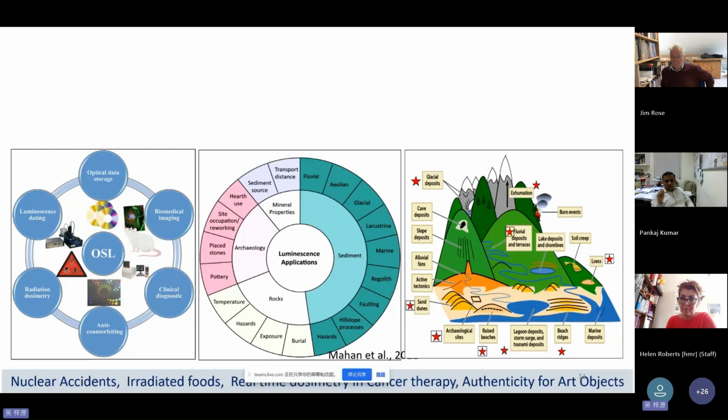Cancer therapy, we can do a very precise cancer therapy thanks to OSL, because we can measure incremental dose at every millisecond or every second and stop exactly at the point you need to stop in terms of the dose being delivered to the tissue. That's another. And of course, authenticity of art objects is another issue, where no other technique can match luminescence, because you cannot fool a luminescence test, and I will tell you why.